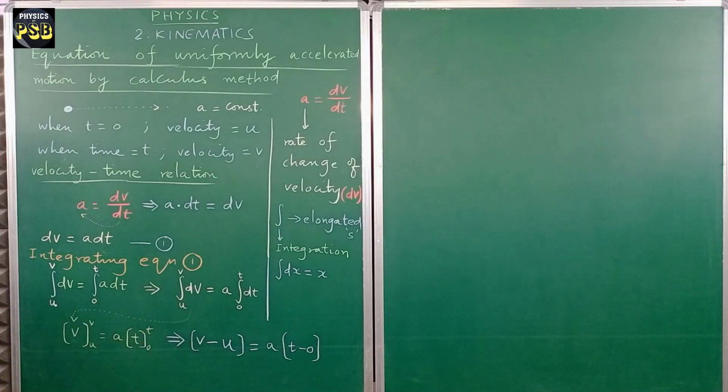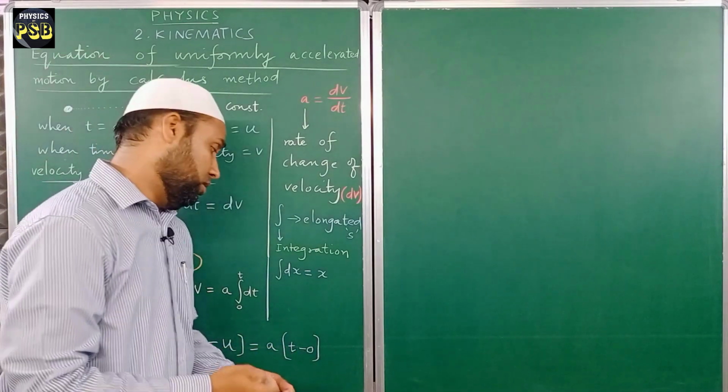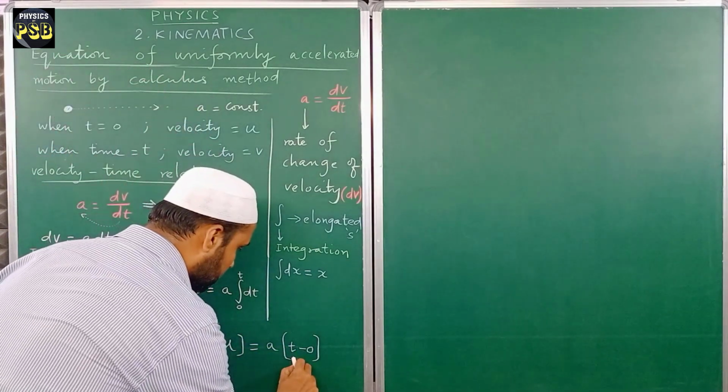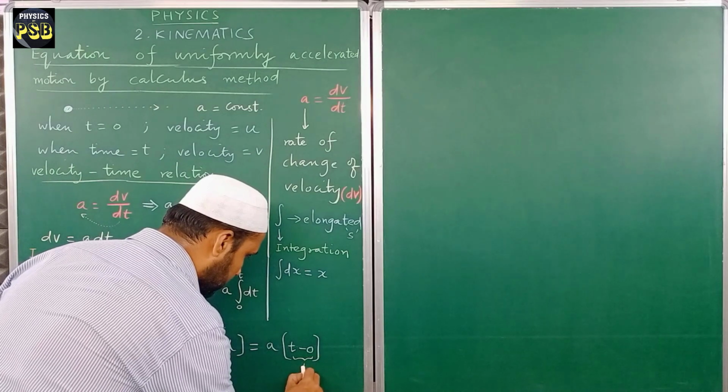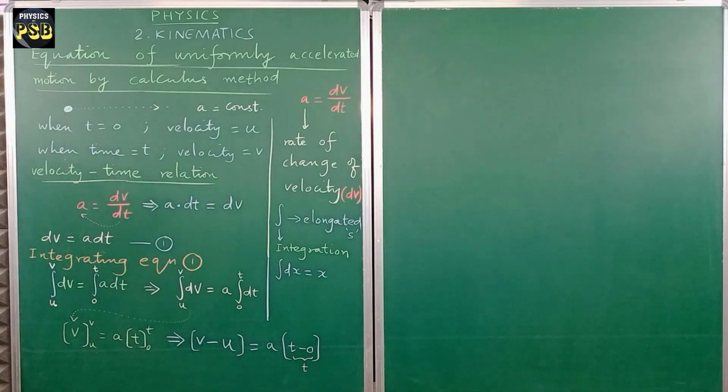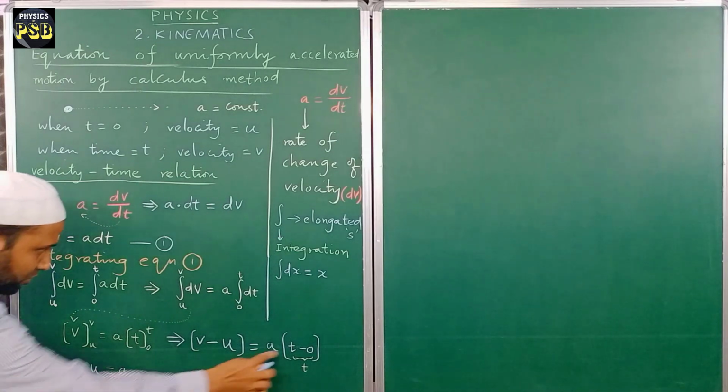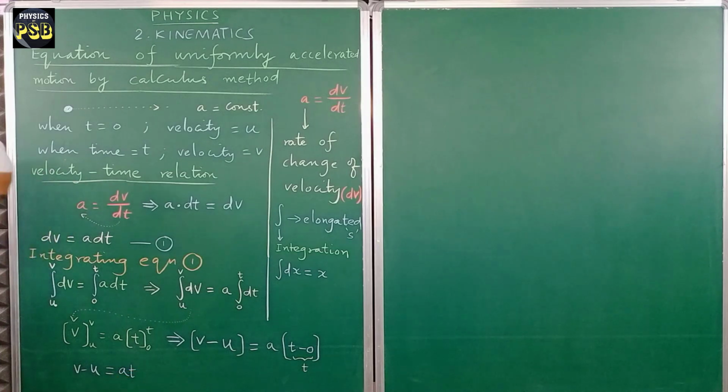The same I am going to write here. The t minus 0 is what? T minus 0 is nothing but t. It is t. Got it? So v minus u equals a multiplied with t. This is what I get.